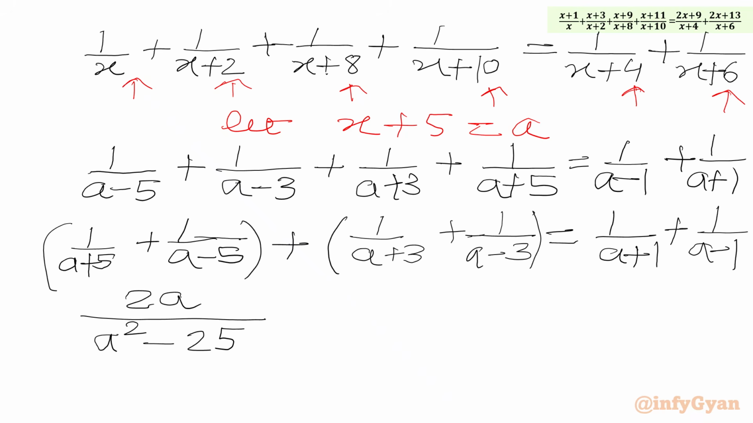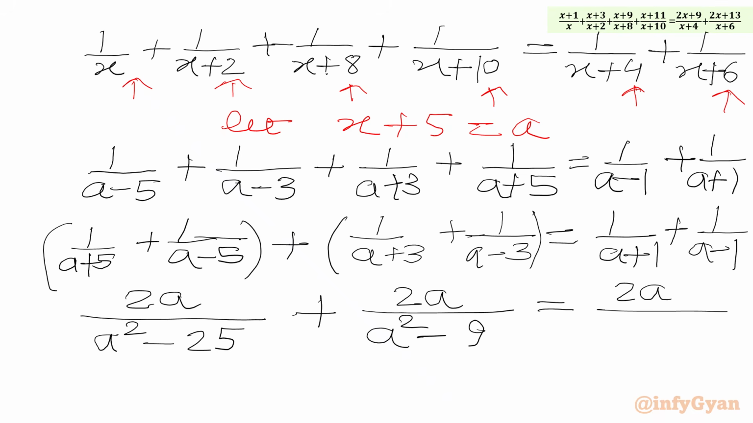So 2a over a squared minus 25, plus a minus 3 plus a plus 3. In the numerator there will be 2a. In the denominator, by the difference of two squares formula, we can write a squared minus 3 squared, so a squared minus 9, equal to, in the numerator, a minus 1 plus a plus 1, which gives us 2a. And in the denominator, we write a squared minus 1 after using the difference of two squares identity.